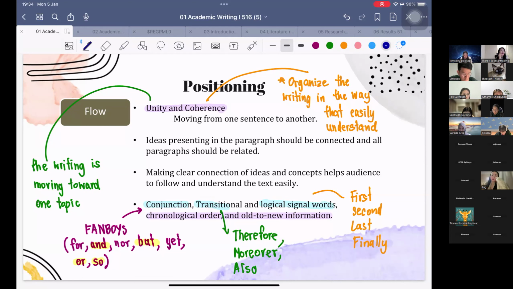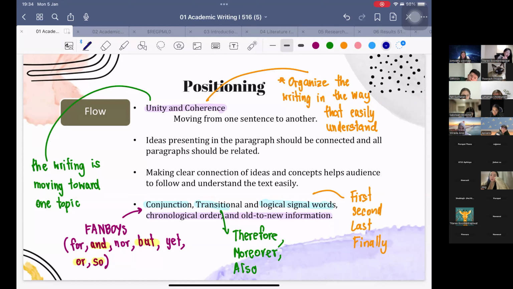What is meant by the word conjunction is, some of you might have learned this as the word FANBOYS. Conjunctions are words like for, and, nor, but, or, yet, so. So, for, and, nor, but, or, yet, so. These conjunctions can be used to connect sentences.